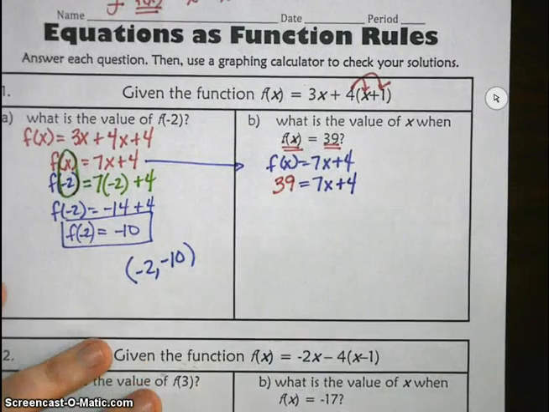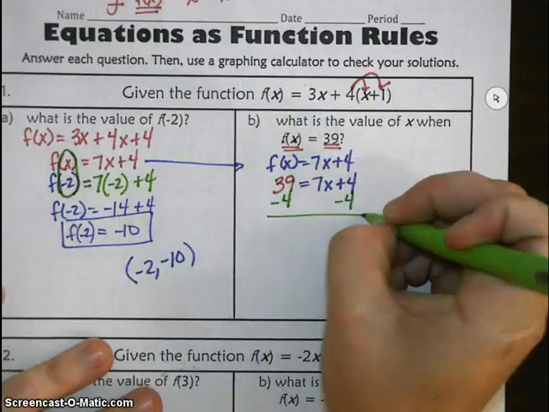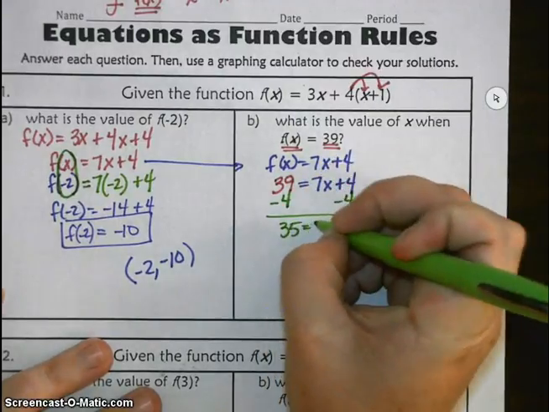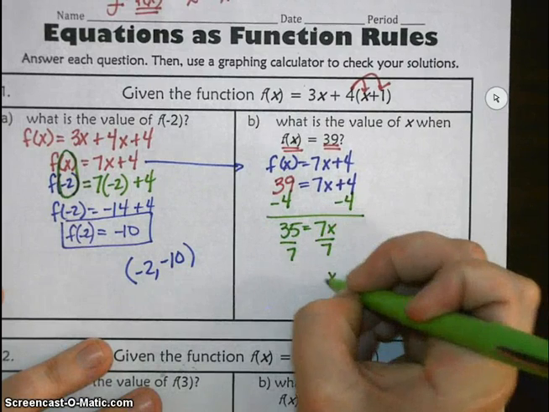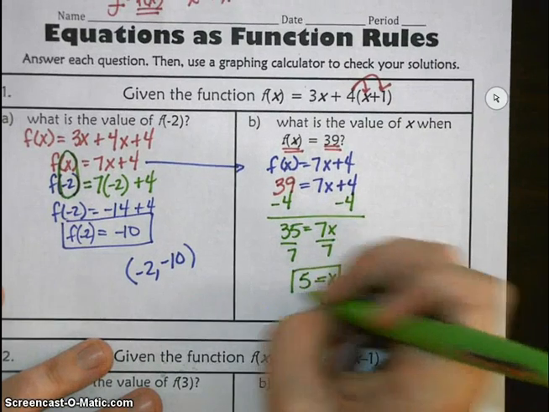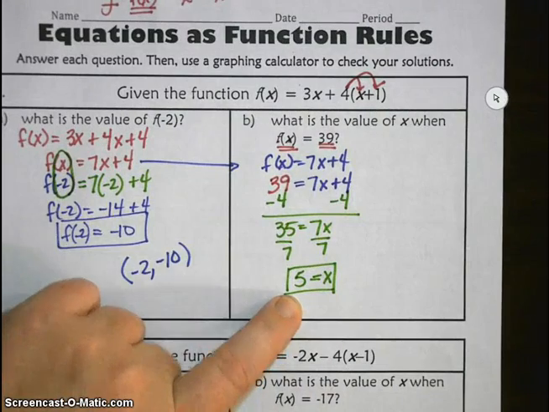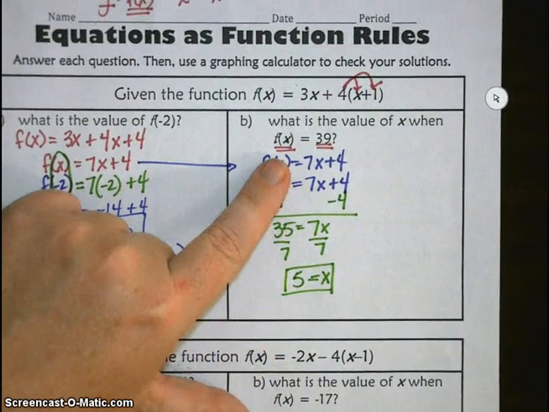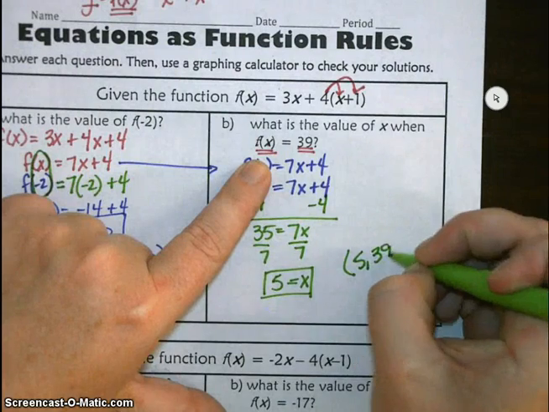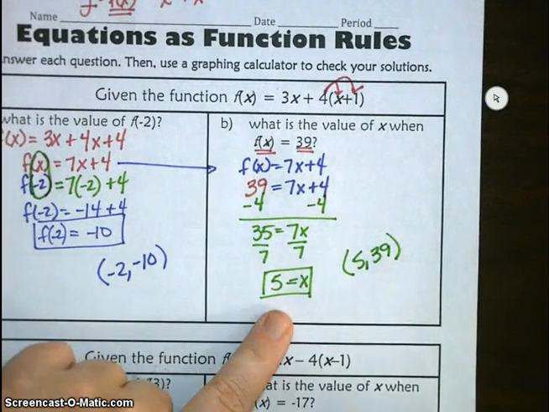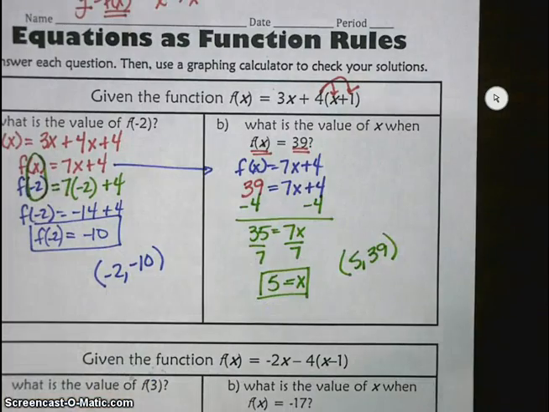Then I'm going to solve. The normal way I solve, subtract 4 from both sides. So 35 equals 7x. Divide both sides by 7. So x equals 5. The x value is 5. The y value, or the f of x value, is 39. So technically I have the point 5, 39. Either way is the correct answer. It's just two different ways of writing it.